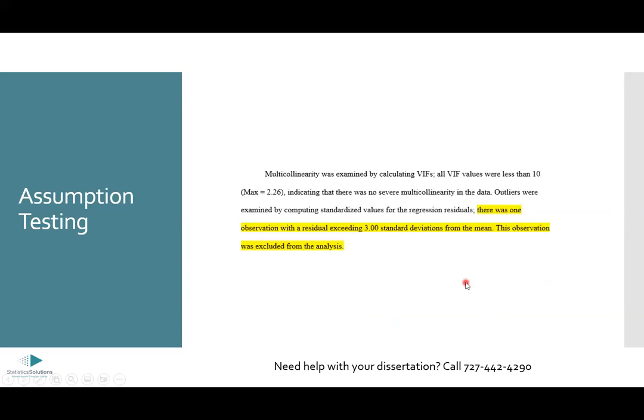Here's another example. In this case, we were examining multicollinearity, and the researcher was using the VIF values in their table to identify whether or not the data met the assumption of no multicollinearity. Here they found that there was an outlier. So in this case, they did exclude this outlier to maintain the assumption for their test. They say this observation was excluded from the analysis, and that's how they move forward.